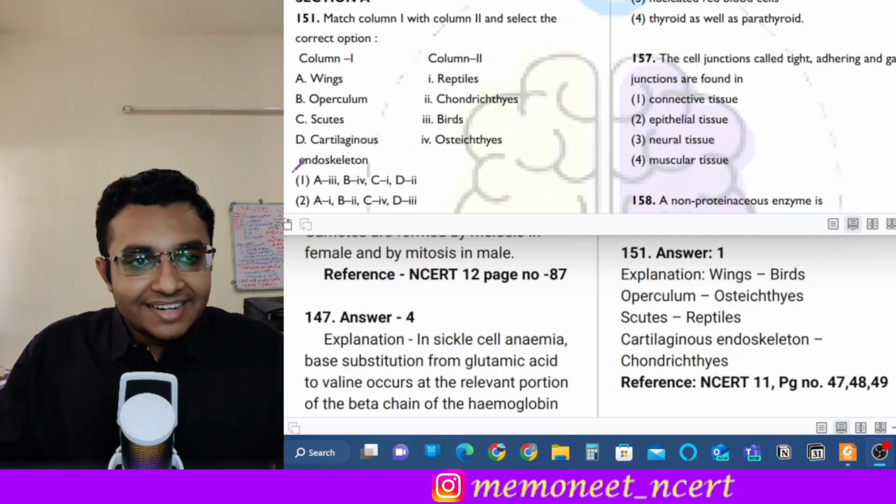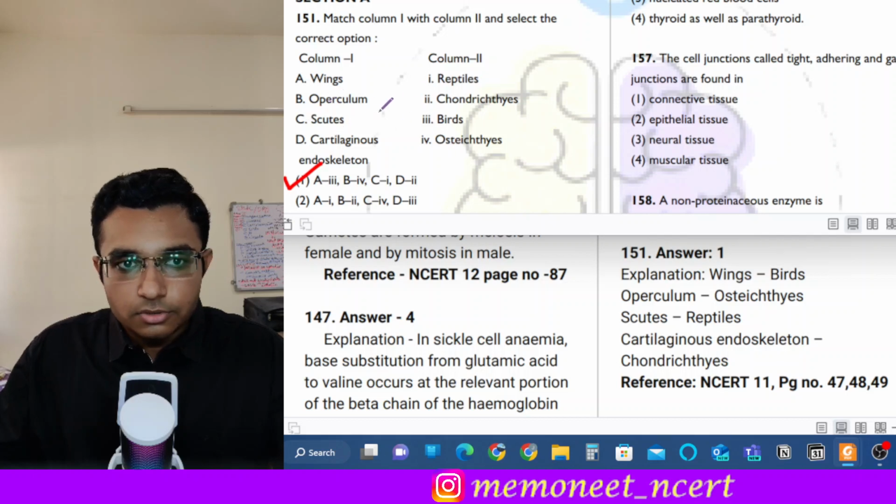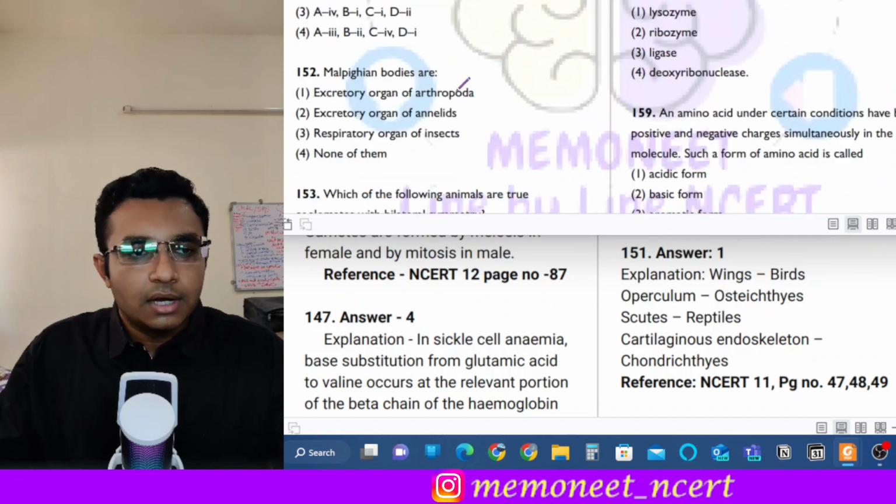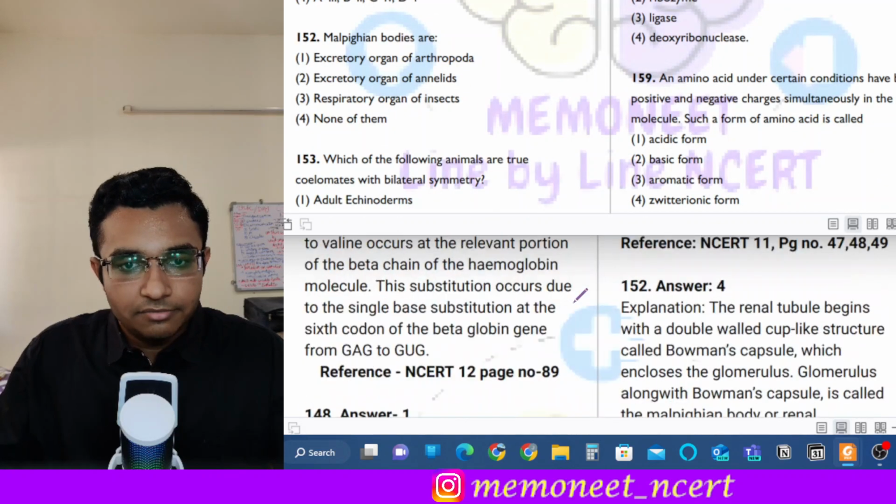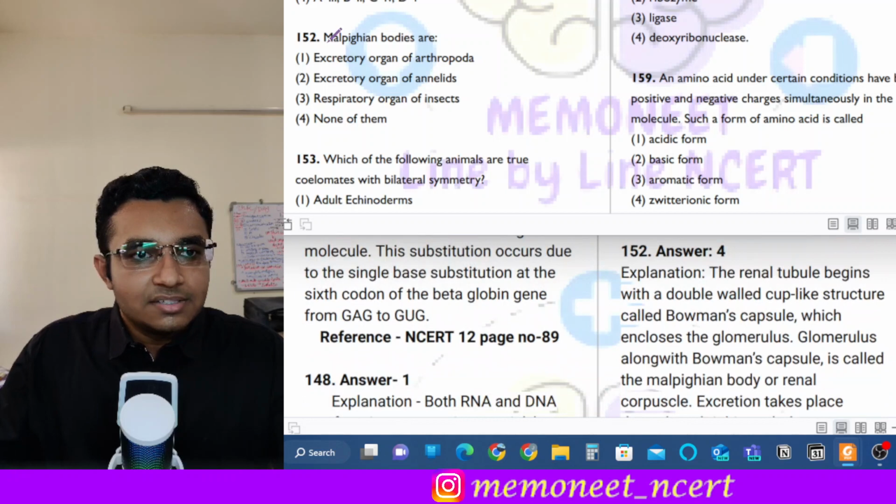So the correct answer of this question is option 1. That is A goes with 3, wings with birds, then operculum with osteichthyes, scutes with reptiles, and cartilaginous endoskeleton with chondrichthyes. Now, the next question is question 152. It is stating that Malpighian bodies are what?